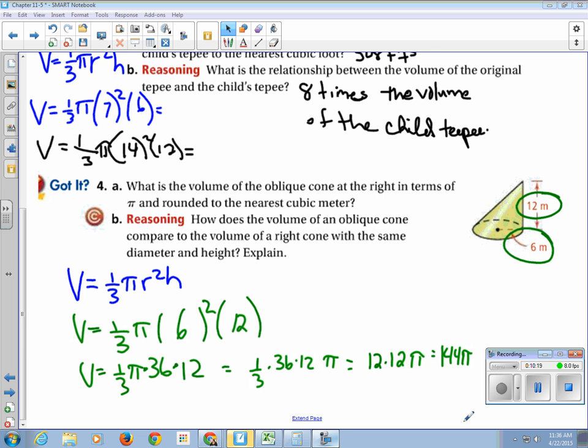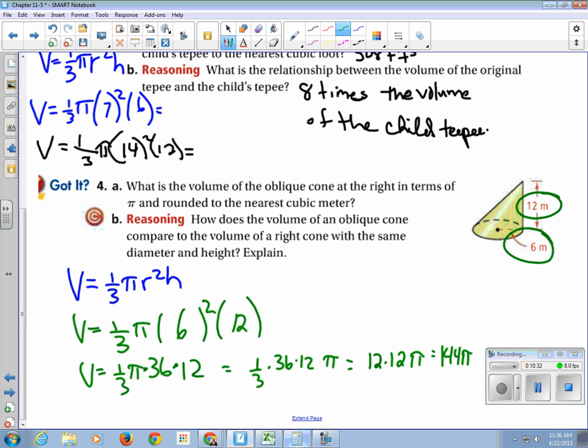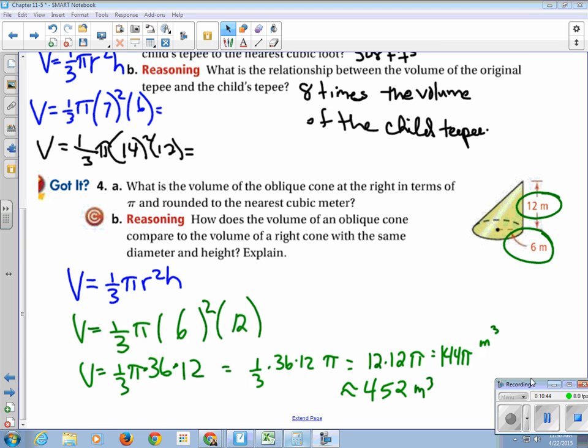In terms of pi, and rounded to the nearest cubic meter, so let's pull up the calculator. Let's go 144 times pi. 452. And let's put our units, cubic meters. Let's look at the reasoning part. How does the volume of an oblique cone compare to the volume of a right cone with the same diameter and height?